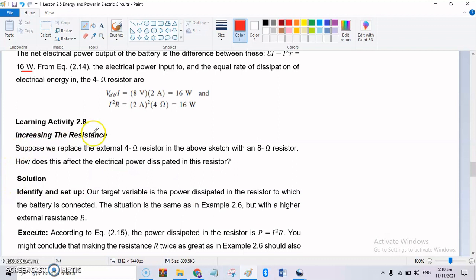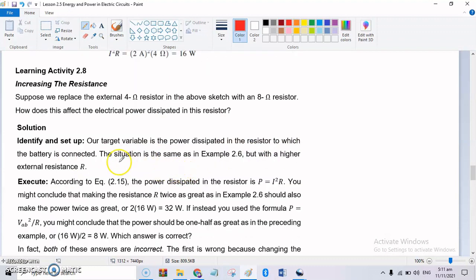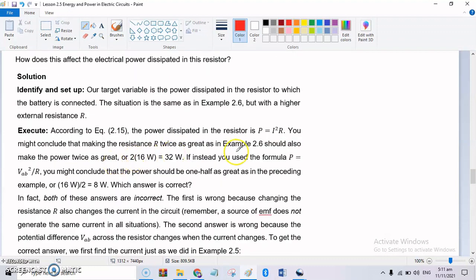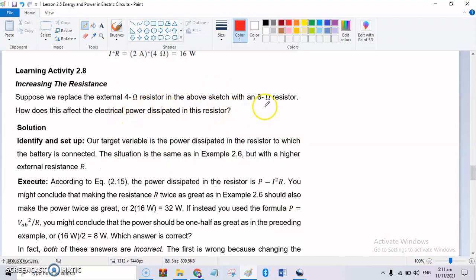Now, increasing the resistance. Suppose we replace the external 4 ohm resistor in the above sketch with an 8 ohm resistor. How does this affect the electrical power dissipated in this resistor? Simply replace the 4 ohm by 8 ohm.